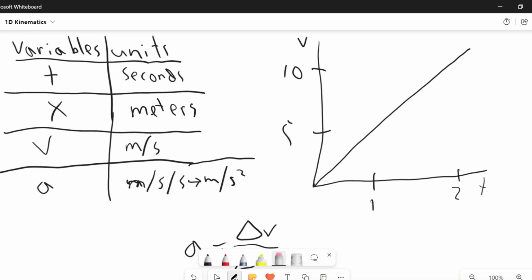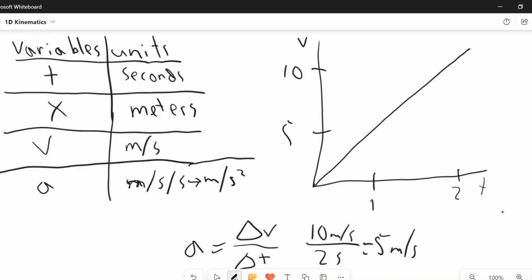So we can say that this slope here, we see this object accelerated from 0 to 10 meters per second in a span of 2 seconds, meaning its acceleration is 5 meters per second squared. So these are basically the 4 fundamental concepts of kinematics. For now, we'll be simply worrying about kinematics in one dimension. Hence the name, one-dimensional kinematics.